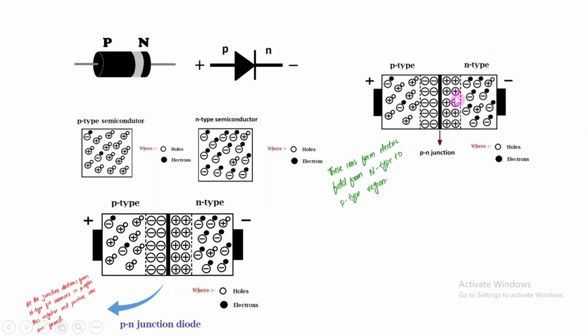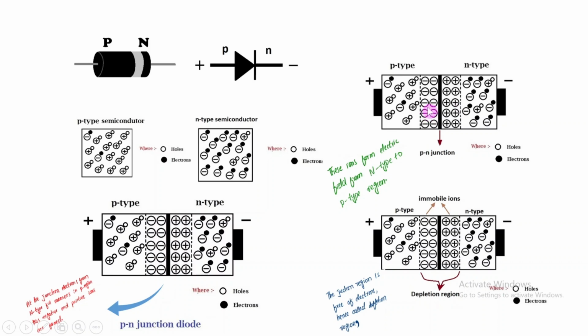Towards the n-type material in the junction the positive charges are present, and we know that the electric field originates from the positive charge and terminates on the negative charge. Therefore the electric field is from the n-type semiconductor material to the p-type semiconductor material. So these ions form the electric field from the n-type semiconductor to the p-type region.